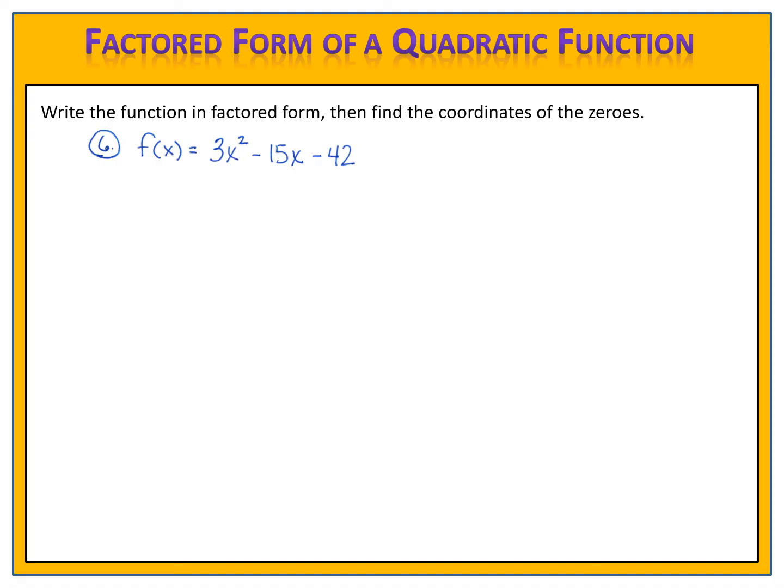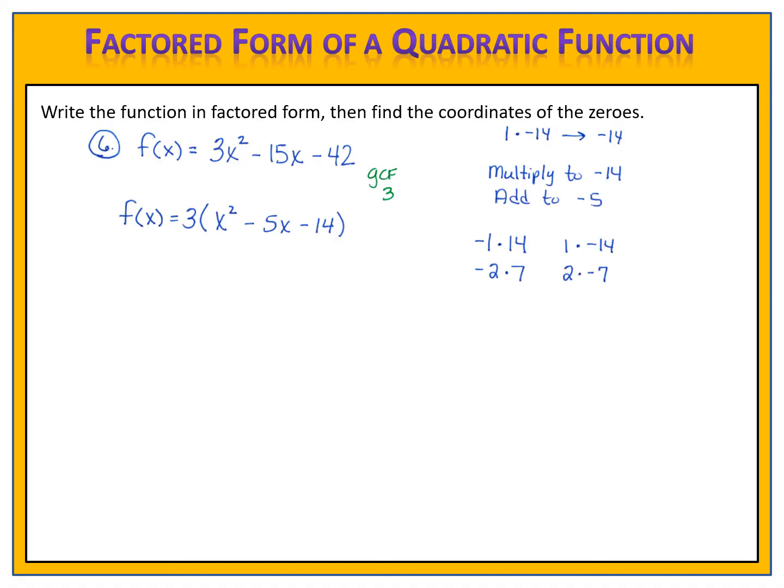Let's compare answers. The greatest common factor here is 3, so we begin by factoring a 3 out of the trinomial. That leaves us with x squared minus 5x minus 14. Now we have to factor the trinomial. We need numbers that multiply to -14 and that add to -5.